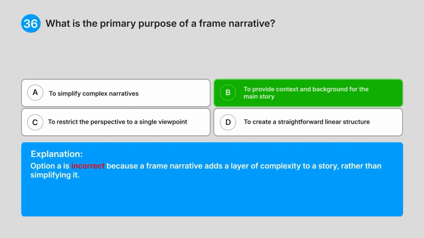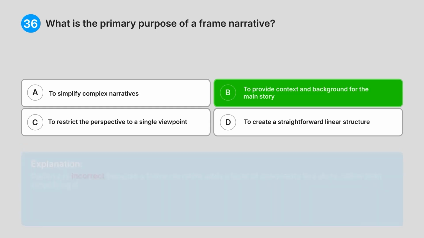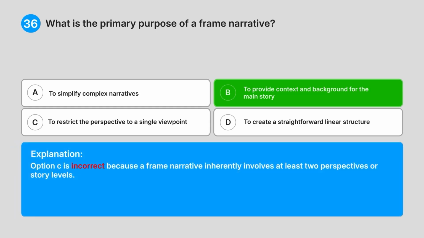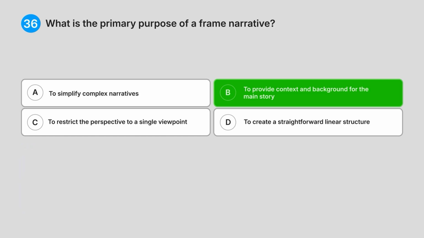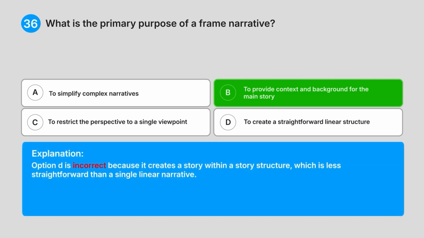Option A is incorrect because a frame narrative adds a layer of complexity to a story, rather than simplifying it. Option C is incorrect because a frame narrative inherently involves at least two perspectives or story levels. Option D is incorrect because it creates a story within a story structure, which is less straightforward than a single linear narrative.